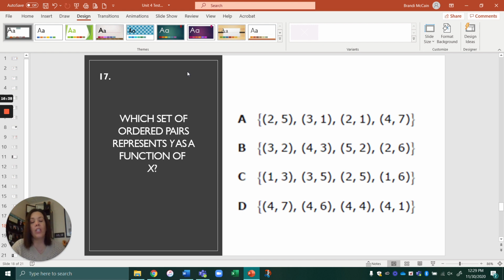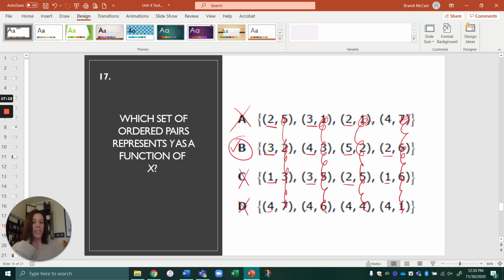17, we need a function. Functions, when we're looking at ordered pair, we don't care about the y's. We're going to get rid of all these y's. All we care about is the x's. Remember, to be a function, all the x's have to be different. So we have a 2, a 3, and a 2. Not a function. A 3, a 4, a 5, and a 2. Okay, that could work. A 1, a 3, a 2. Oh, there's another 1. That doesn't work. And a 4, a 4, a 4. That's definitely not. So B is the function because all the x's, we care about x's, are different. Okay.